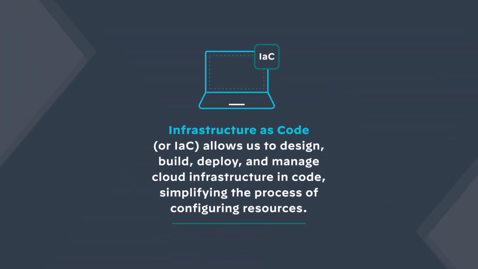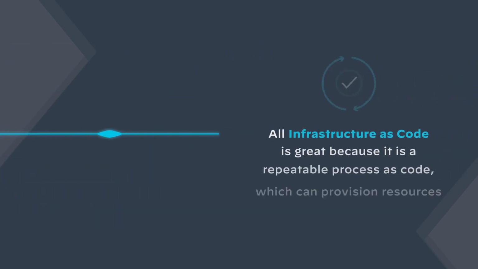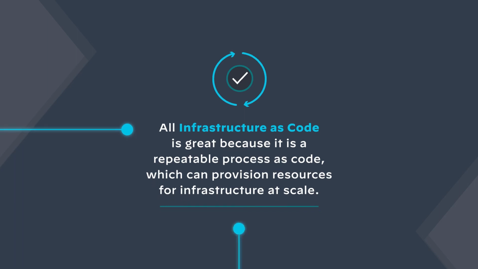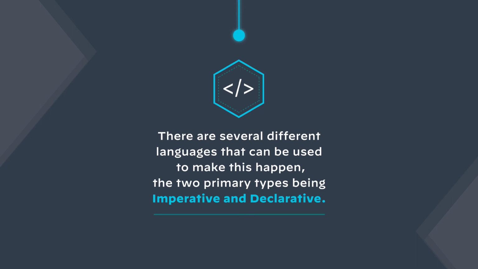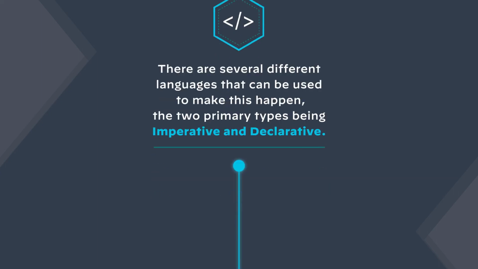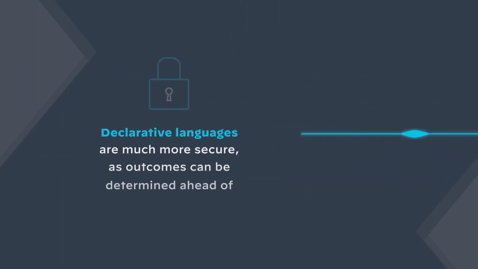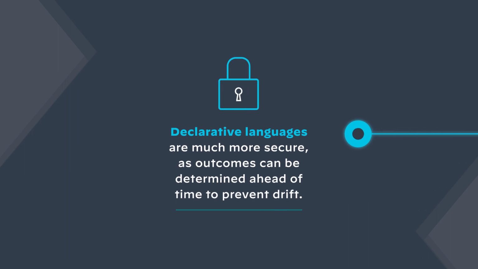Let's recap what you've learned in this episode of What's That? Infrastructure as Code, or IaC, allows us to design, build, deploy, and manage cloud infrastructure in code, simplifying the process of configuring resources. All infrastructure as code is great because it is a repeatable process as code which can provision resources for infrastructure at scale. There are several different languages that can be used to make this happen, the two primary types being imperative and declarative. Imperative languages were the first form of IaC, but the development of cloud infrastructure presents some risks. Declarative languages are much more secure, as outcomes can be determined ahead of time to prevent drift.